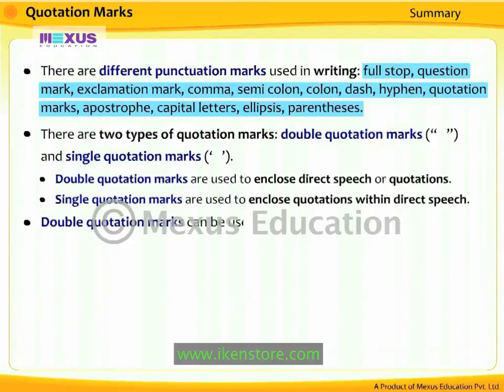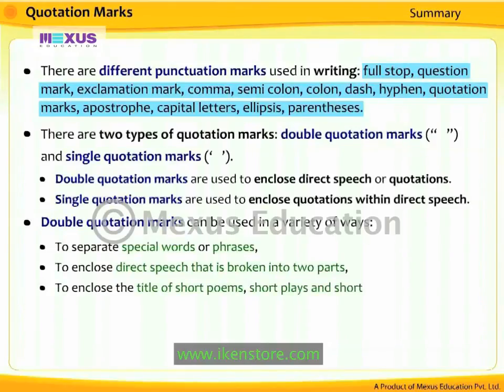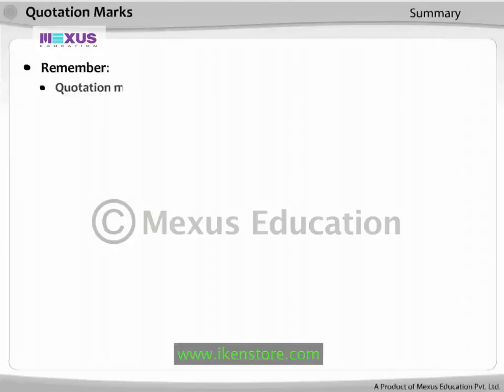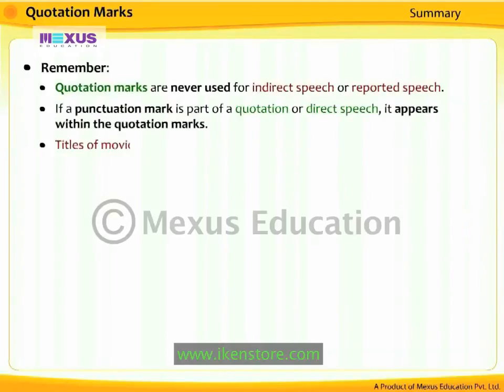Double quotation marks can be used in a variety of ways. To separate special words or phrases. To enclose direct speech that is broken into two parts. To enclose the title of short poems, short plays, and short stories. To enclose the names of ships, hotels, etc. Remember, quotation marks are never used for indirect speech. If a punctuation mark is part of a quotation or direct speech, it appears within the quotation marks. Titles of movies, books, long poems, and long plays are either underlined or italicized.